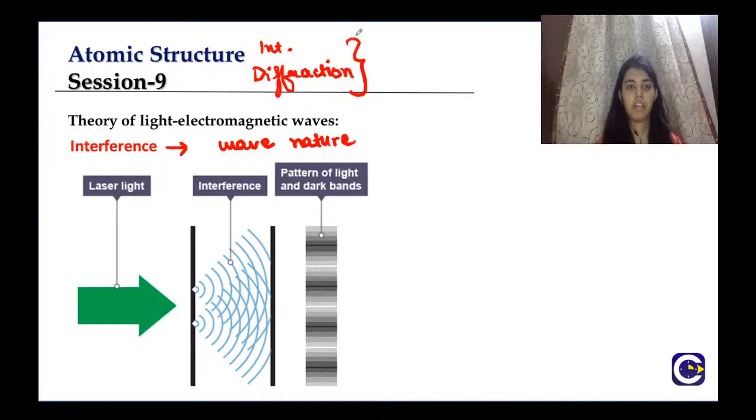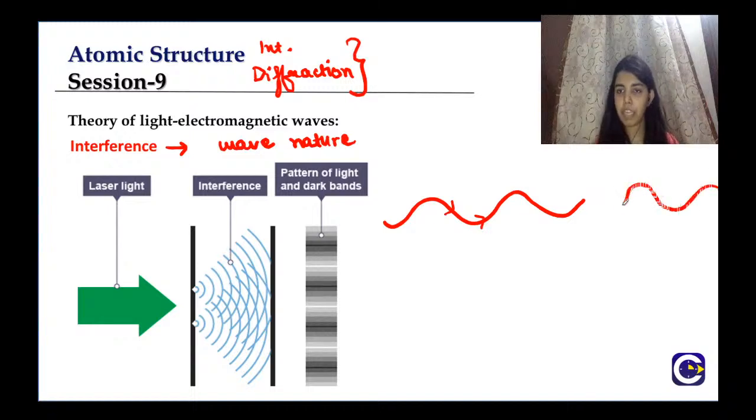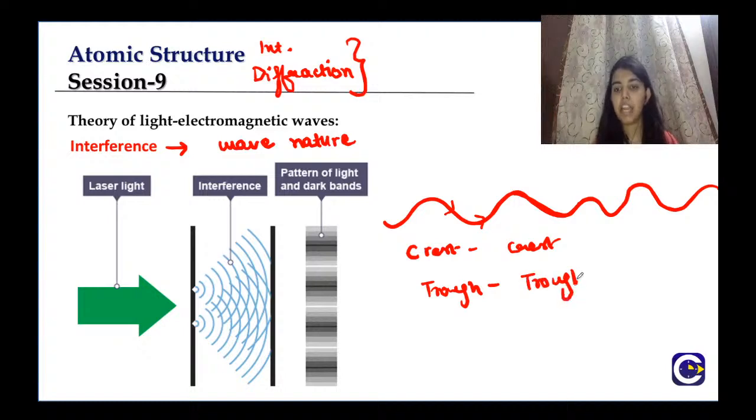Now let us see what is interference, right? Here if you see, I am taking a laser light and I am making two slits here, right? So one radiation will be here and one radiation will be here, right? Now let us say that this is a particular wave coming from one side, and this is another wave which is coming from the second side. When it joins the first radiation in such a way that crest overlaps with crest and trough overlaps with trough, then it is known as constructive interference.